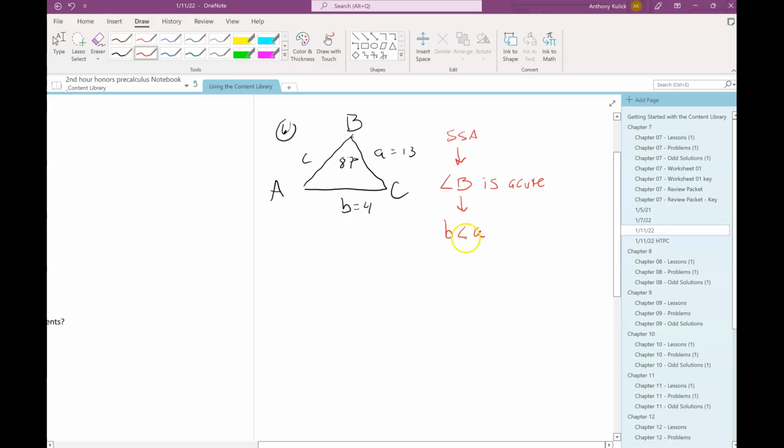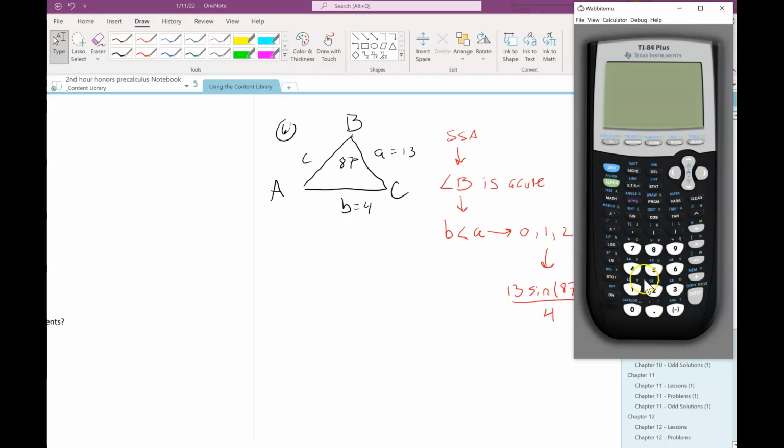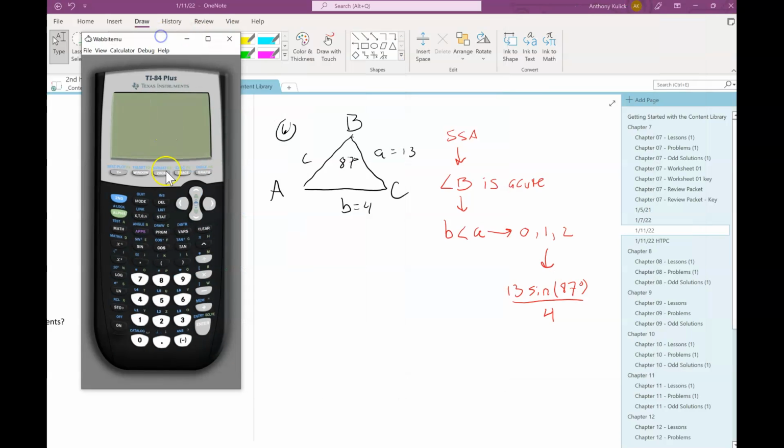Smaller. So this is the situation where it's totally ambiguous. Any other scenario relating A and B, it's one triangle and done. This is the situation where we need to analyze this a little bit more. So to do that, we're going to take the bigger side, multiply it by sine of the given angle, and divide it by the shorter side. And we need to look at the value of this number, because that value is going to tell us what's going on.